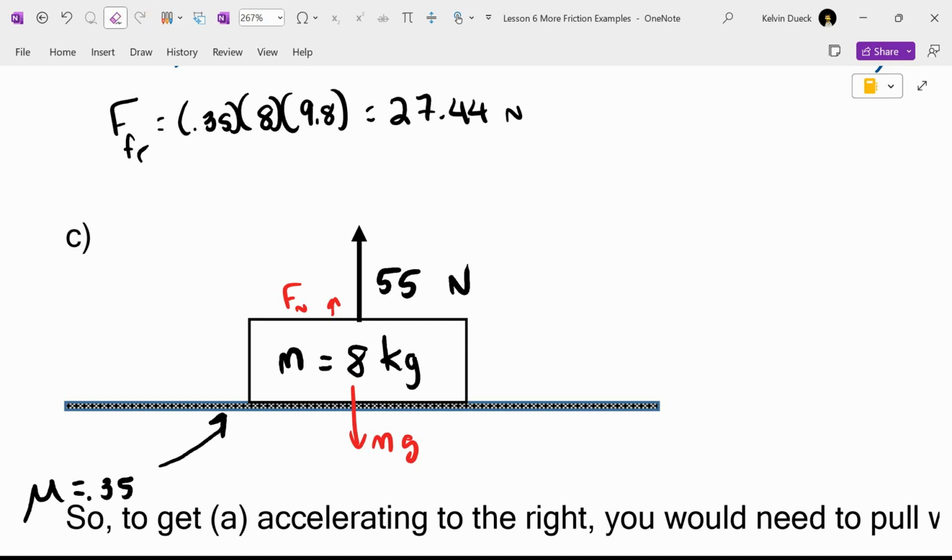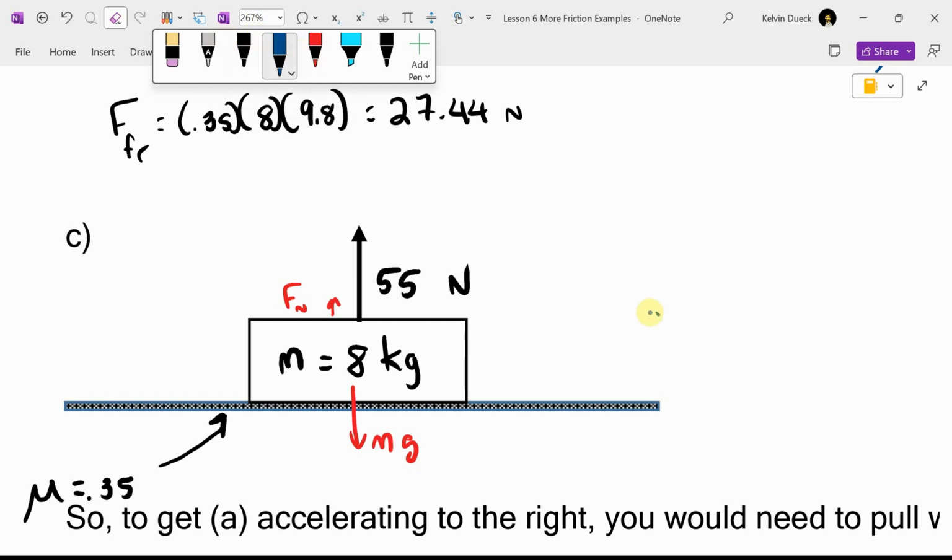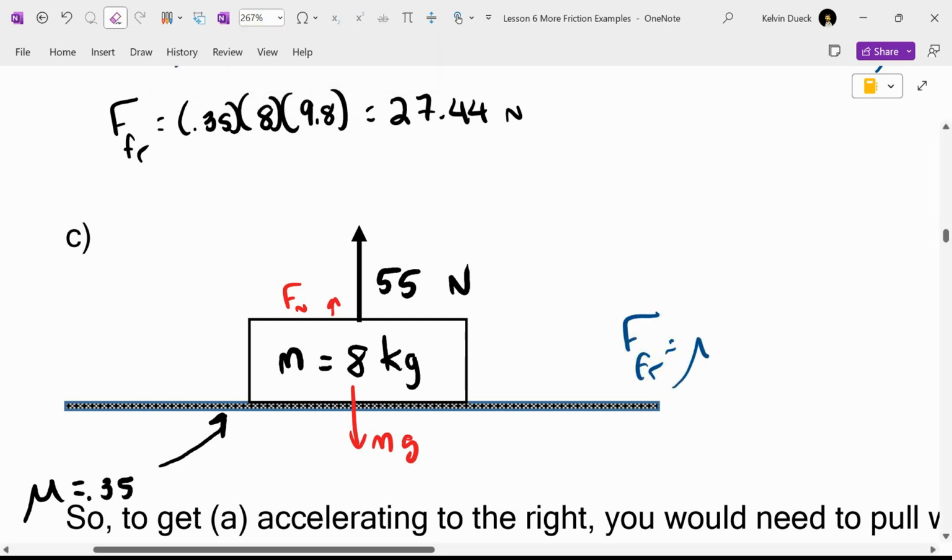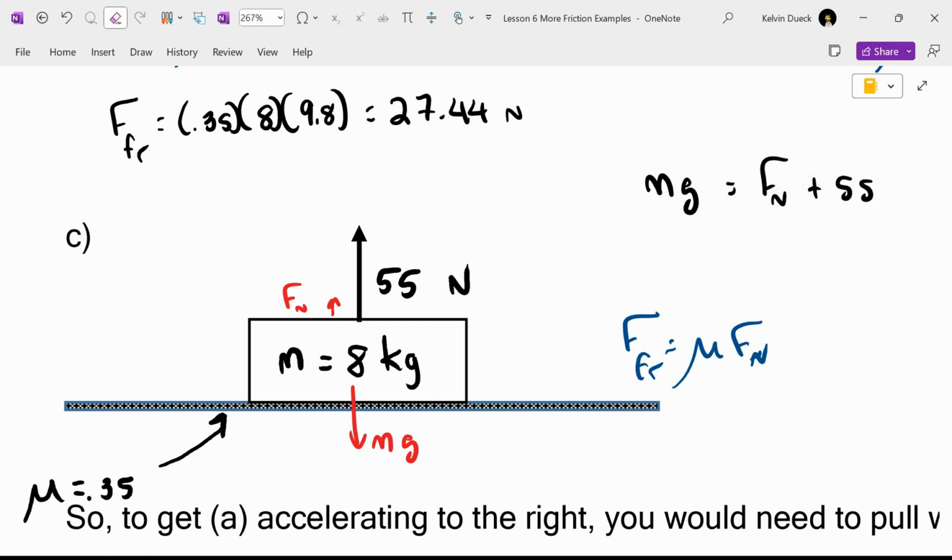Now, it wants us to find friction. Friction is still going to be mu times the normal force. I don't know the normal force. I'm going to have to figure this out. Are we sinking to the ground like quicksand? Are we flying into the air like Superman? What that means is everything down equals everything up. So what's everything down? I'll change colors. mg has to equal, what's everything up? Two things. The normal force and the 55.